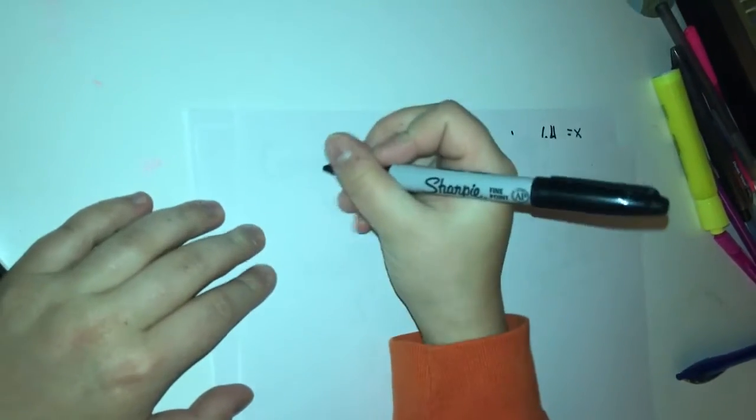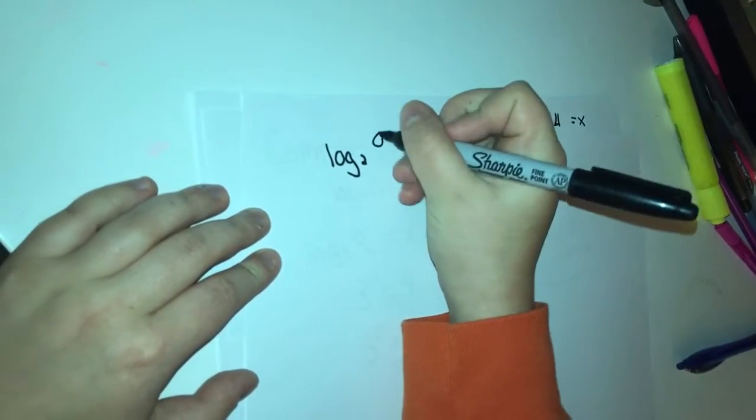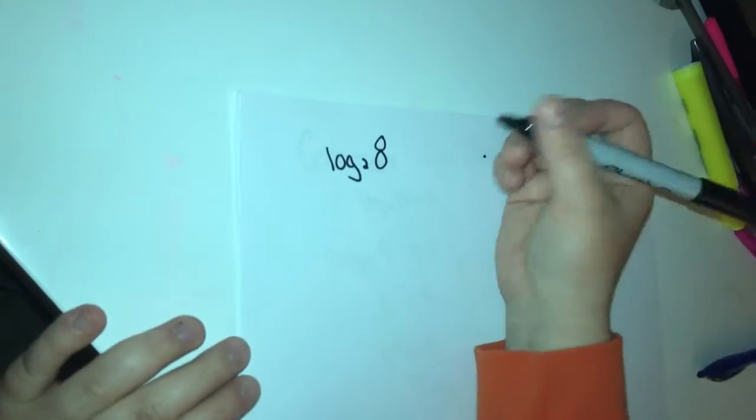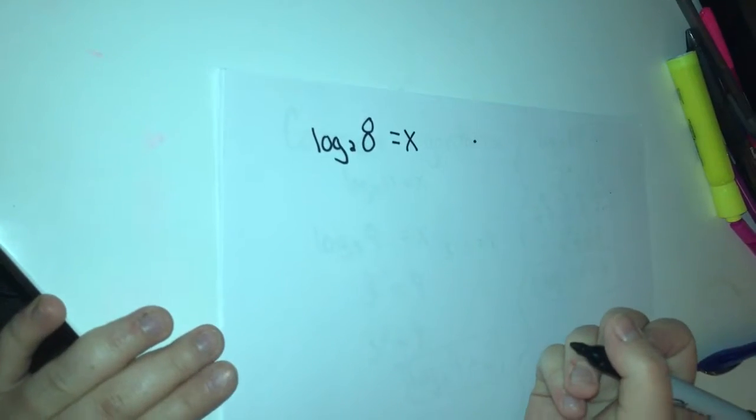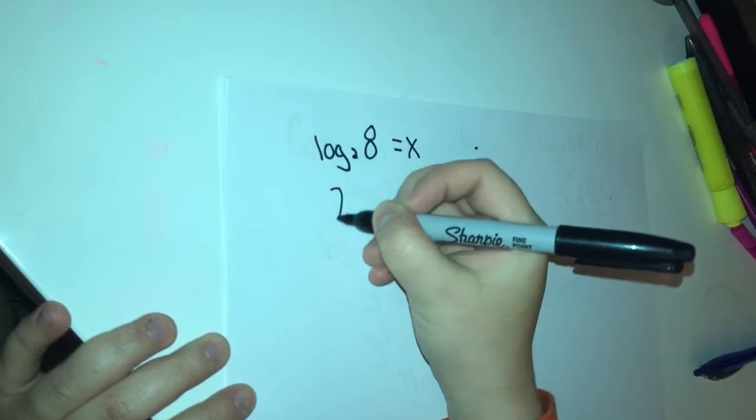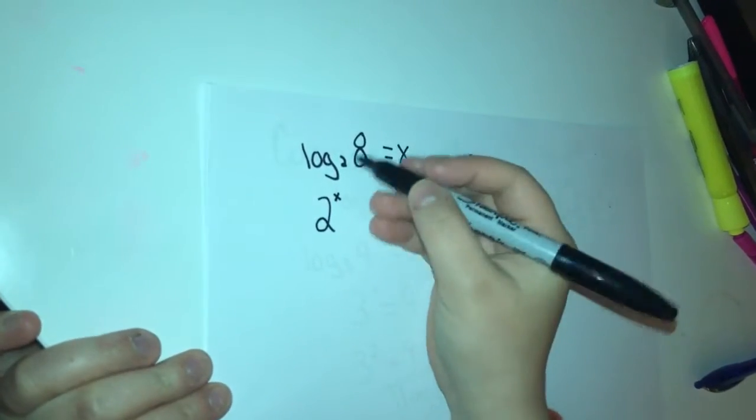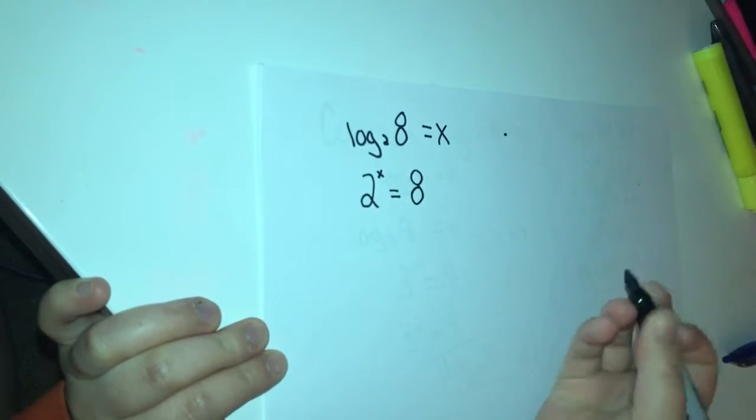And this example is going to be log base 2 of 8. This one's a little more simple than the last one. So we're going to set it equal to x like always. So equals x. Then like always, we're going to put it in exponential form. So the base 2 is going to be to the x power, and then since this is 8, it's going to be equal to 8.